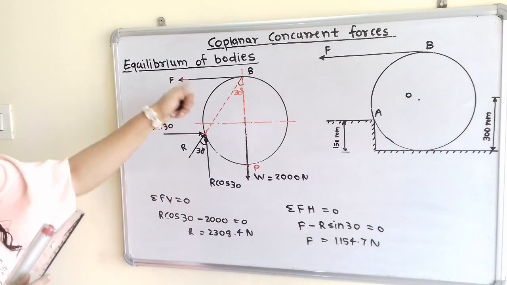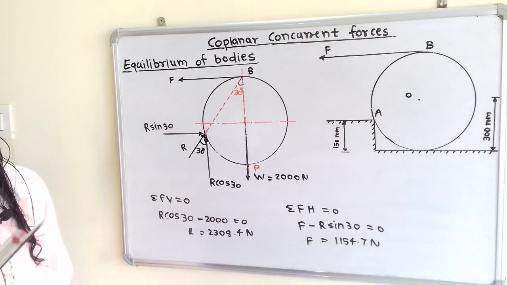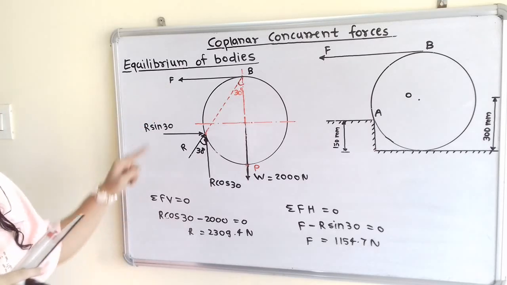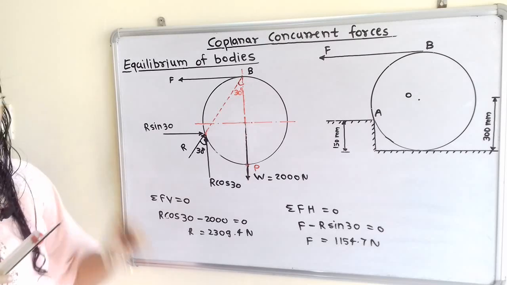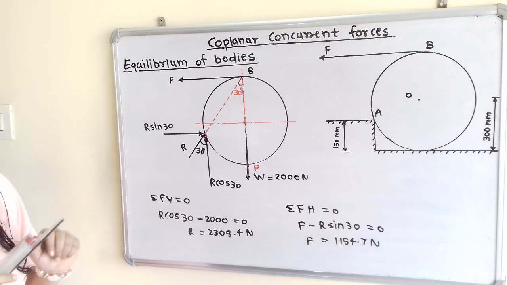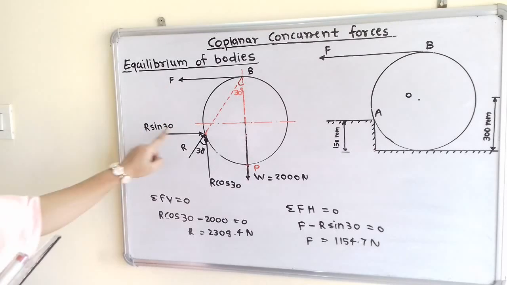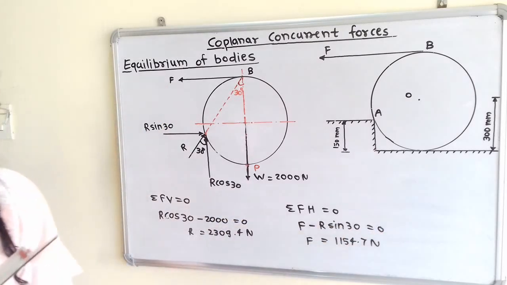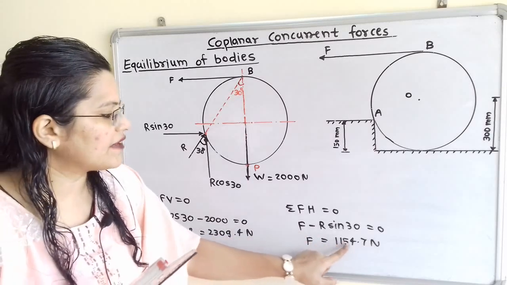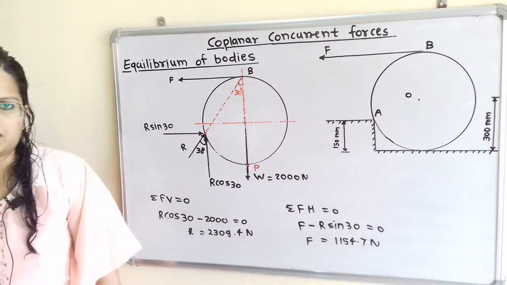Now in the same way, the summation of all horizontal forces is equal to 0. Now in this system, the F direction is towards the left-hand side, so we will use the positive sign, so plus F, and here R sin 30, the direction is towards the right-hand side, that is in the opposite direction, so we will use the negative sign. F minus R sin 30 is equal to 0. Now we can put here the value of R, then F is equal to 1154.7 Newton.